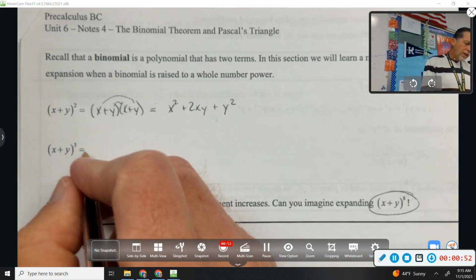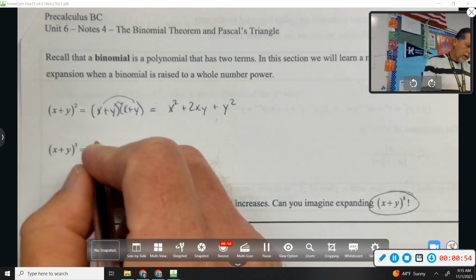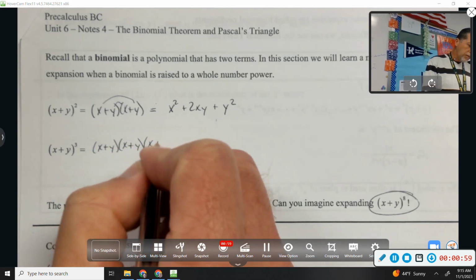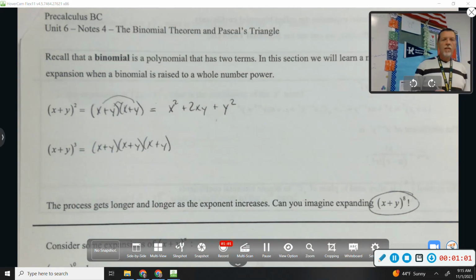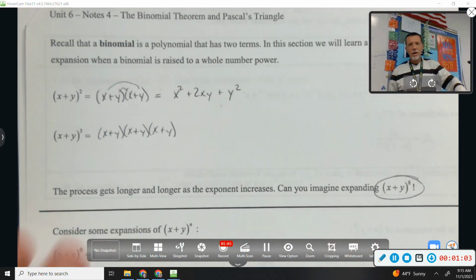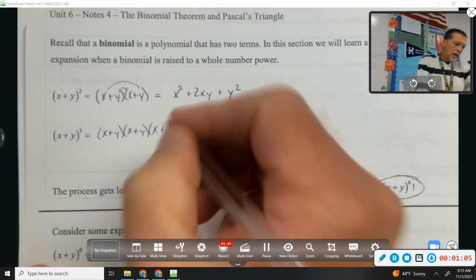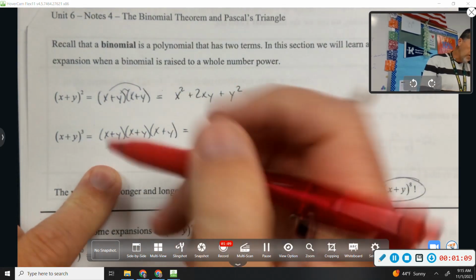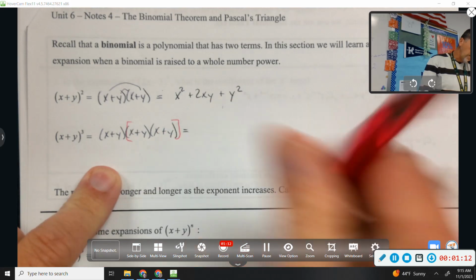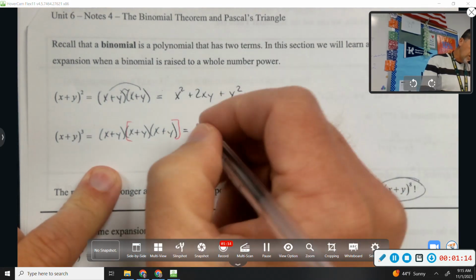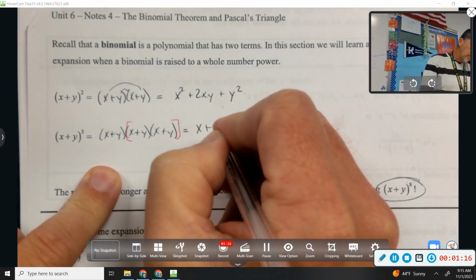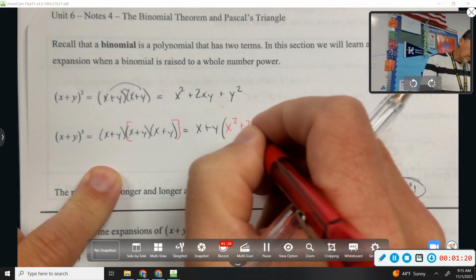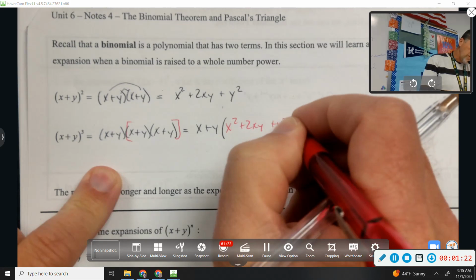X plus y cubed is a little bit harder. X plus y times x plus y times x plus y. Right? Everybody knows it's not just x cubed plus y cubed. You can't do that. I've already FOILed 2 of them, so I already know what x plus y squared is because that was the previous problem. So I'm going to do x plus y times x squared plus 2xy plus y squared.